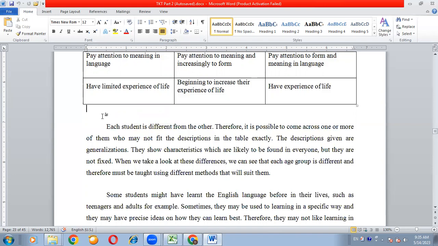When we take a look at these differences, we can see that each age group is different and therefore must be taught using different methods that will suit it. යාලට ගැළපෙන වෙනස් methods අපි classroom එකේ පාවිච්චි කරන්න ඕනේ.